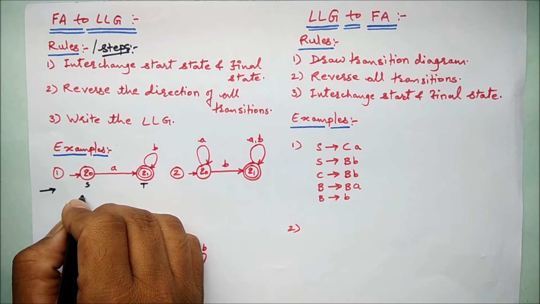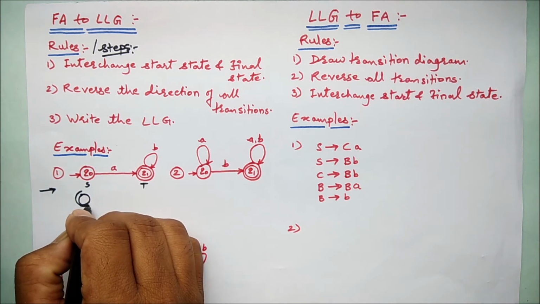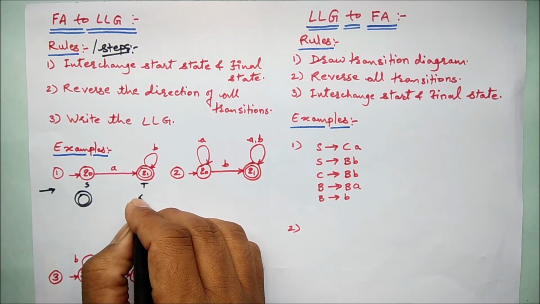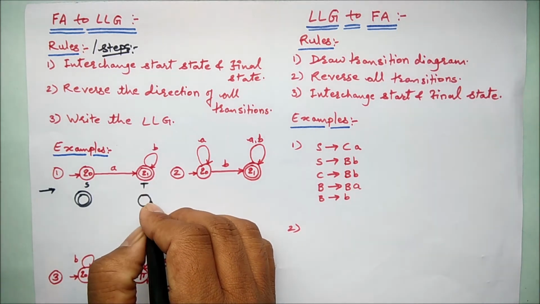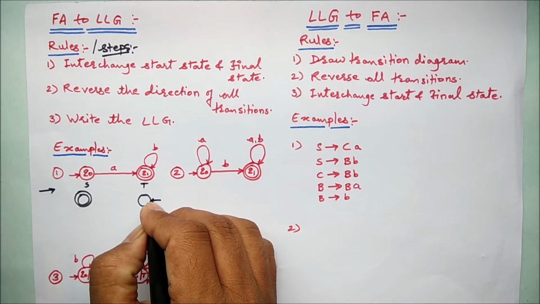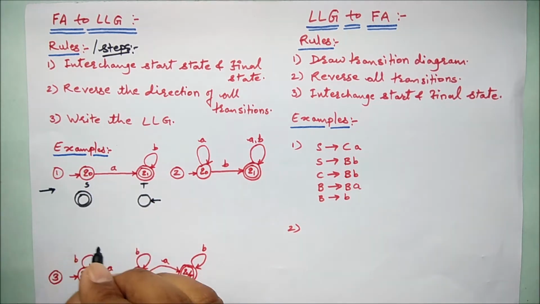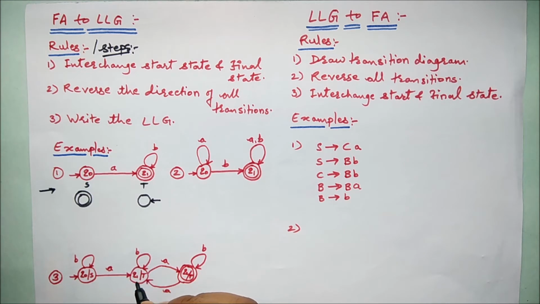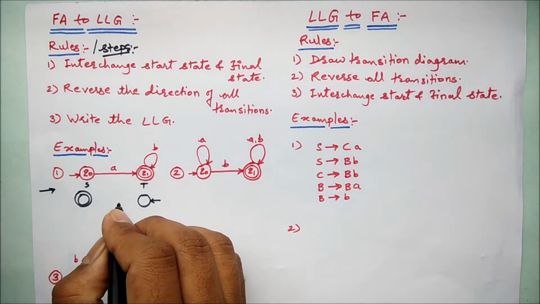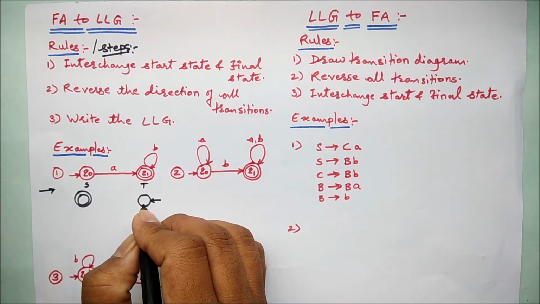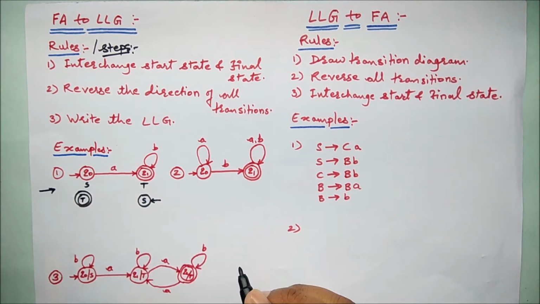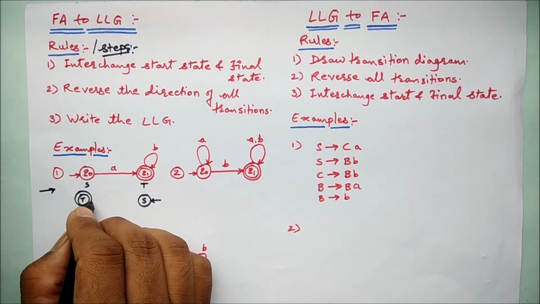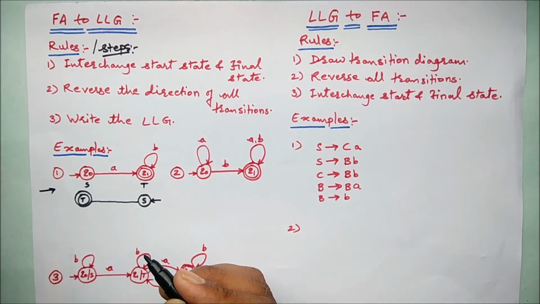I will draw the finite automata once again with the states interchanged. The given final state we have to convert into the initial state, and the initial state we have to convert into the final state. So this becomes my S and this becomes my T after interchanging. And S was transiting, so these were the transitions.